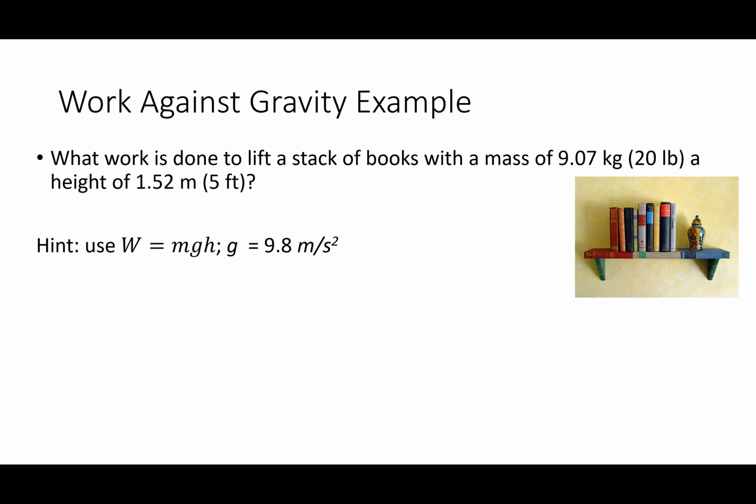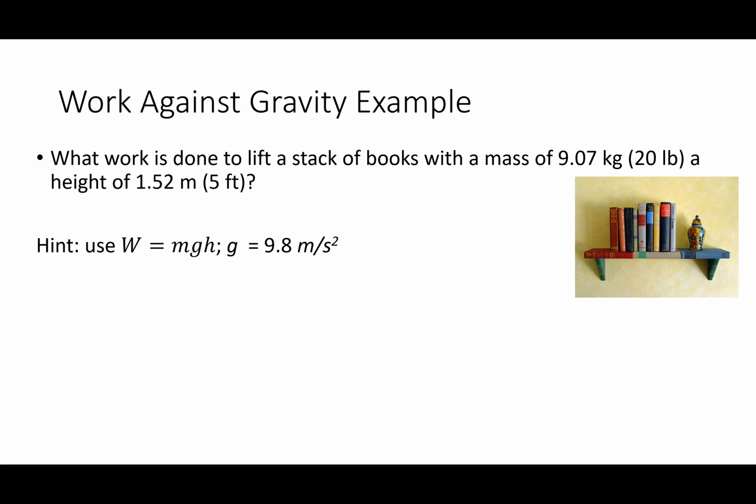So here we have a stack of books that have been relocated to a certain height. Remember the mass is the same on the moon or on Earth, but the weight is different. The mass is 9.07 kilograms, and they have been relocated to a height of about 5 feet, which is 1.52 meters. It's funny, because I said I'm always going to give you meters, but now kilograms actually is the base unit. So kilograms, we're ready to go.